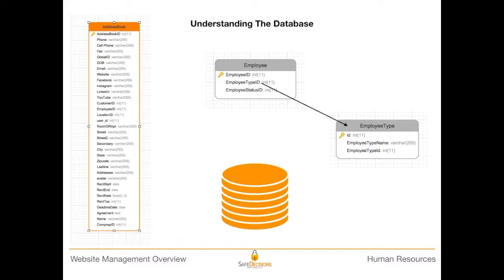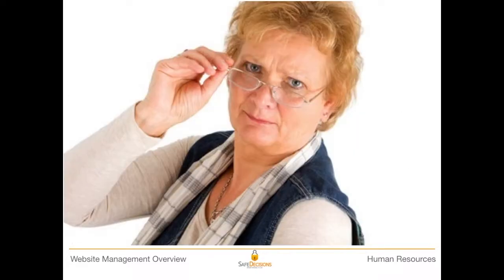To demonstrate the employee section of the SafeDecisions website, you're going to pretend to be Martha. Martha's only job with SafeDecisions is human resources. She does not need access to any other parts of the website. Her only concern is keeping employee records and giving workers access to parts of the website so they can do their job.